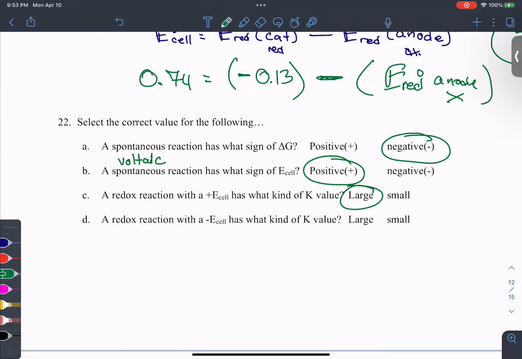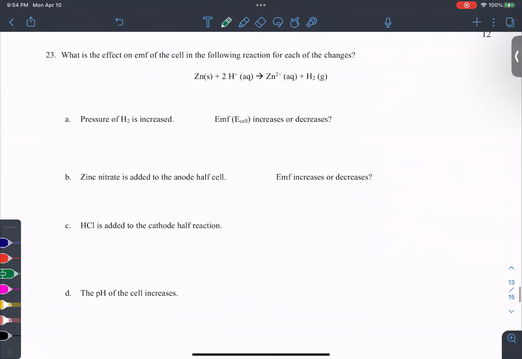A redox reaction with a negative cell potential, so not very spontaneous, has what kind of K value? Small, because if you have a lot of reactants to start with, your cell isn't spontaneous, it doesn't go forward, your reaction's gonna stay on the reactant side. So K is gonna stay small. All right, so we'll just talk through 23.